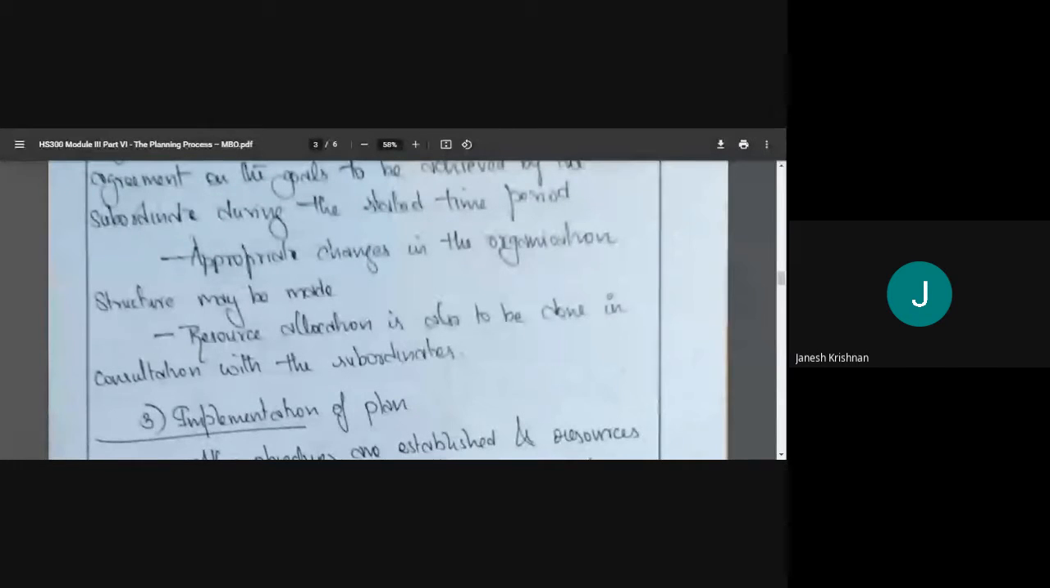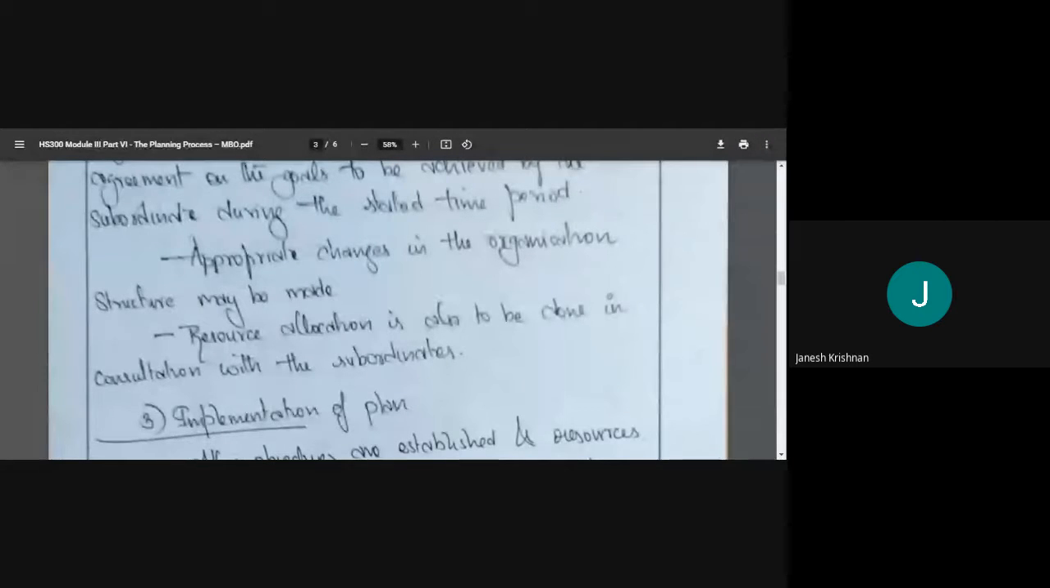So when you are allocating the resources, it has to be done by talking to employees. Okay. Because some departments might need more resources, some might not. Whoever needs more should be given more. That too with consultation. Okay.